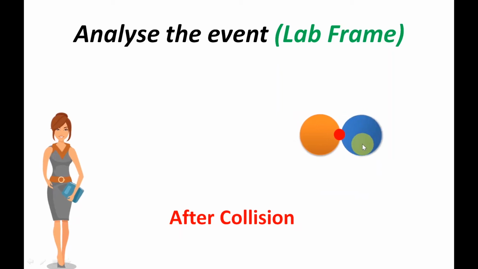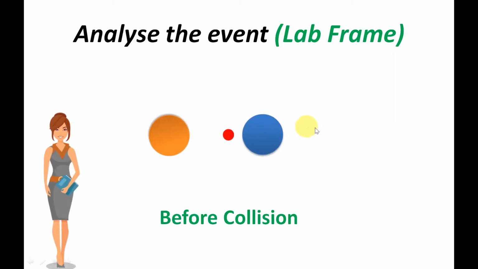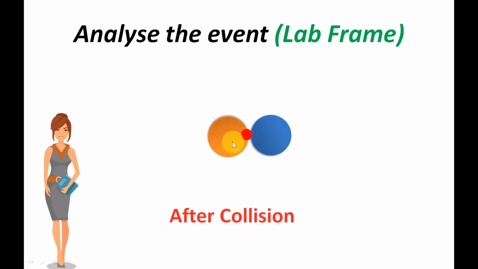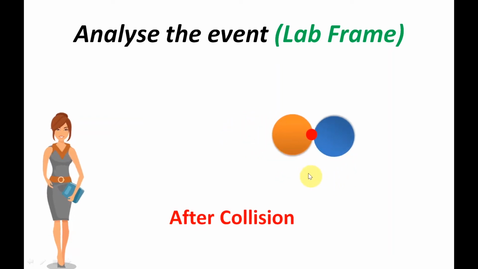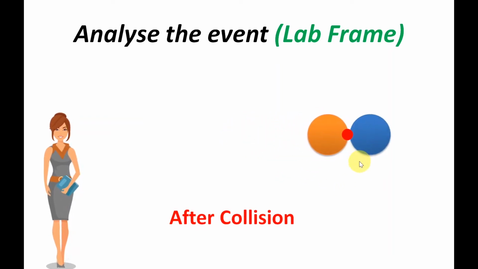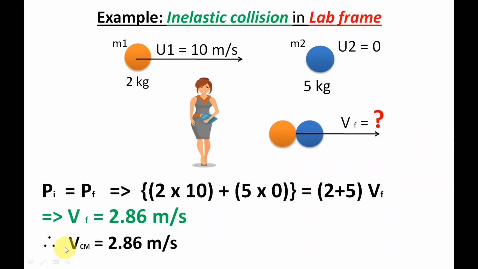So this is the case after collision. After collision, this body moves at 2.86 meters per second, this body moves at 2.86 meters per second, and the center of mass will also move at 2.86 meters per second. You can visually recognize this. So we can conclude that the velocity of the center of mass after collision is 2.86 meters per second.